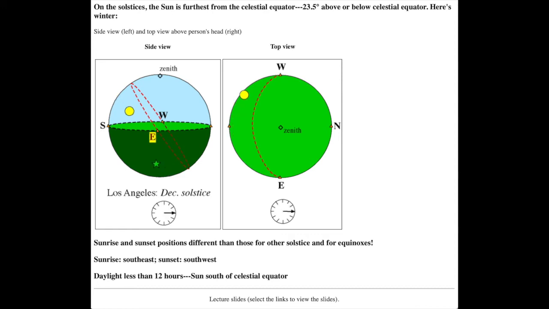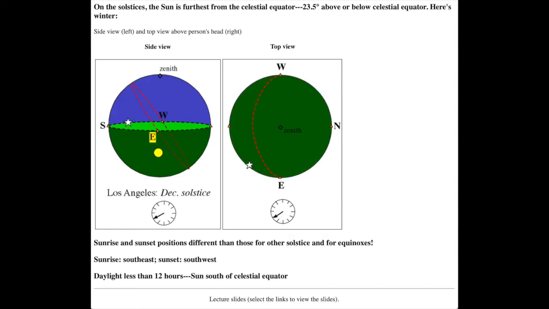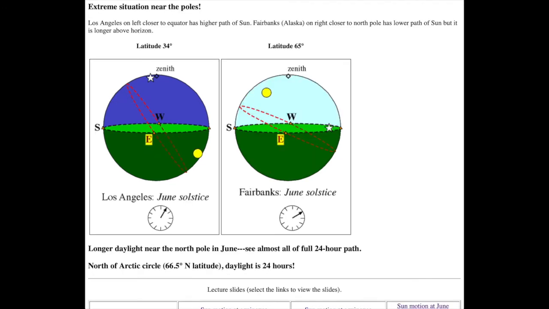We have less than 12 hours of daylight because the fraction of its full 24-hour path that is above the horizon is less than the path that is below the ground. Next slide.